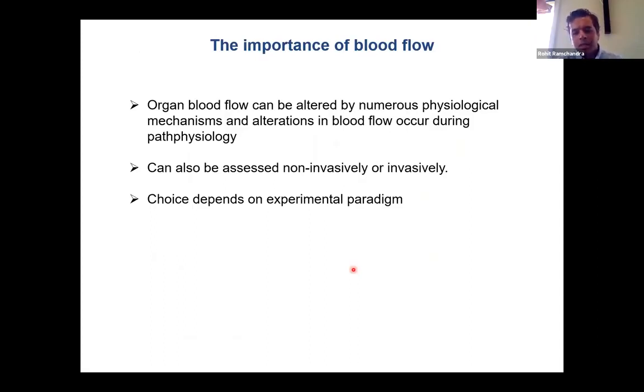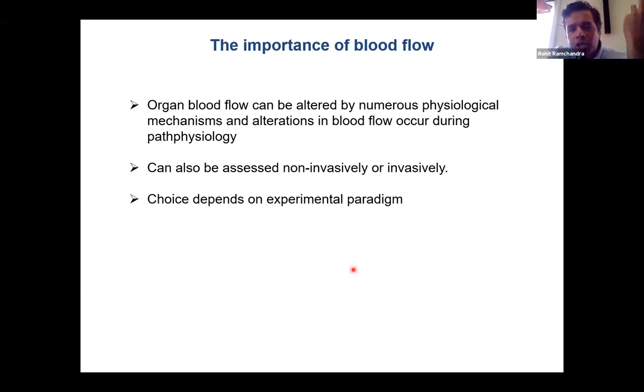For example, if you exercise, you'd like more blood flow to go to your heart and to your exercising skeletal muscles, and you probably have a decrease in blood flow, for example, to your internal organs such as your gut or your kidney. In addition to these normal physiological processes, you also get large changes in flow that might occur during pathophysiology.